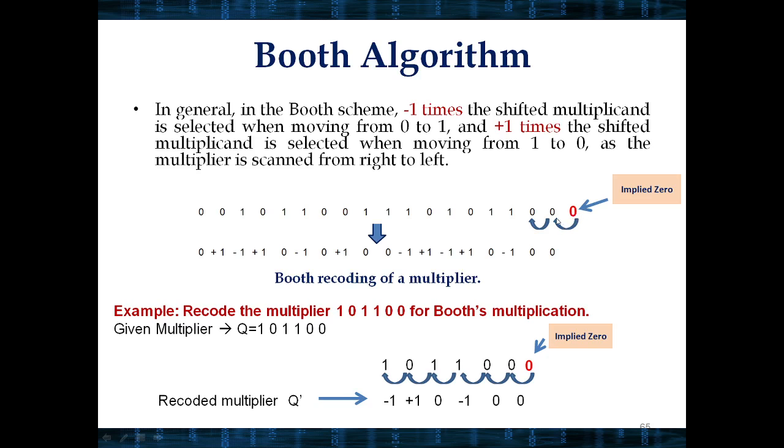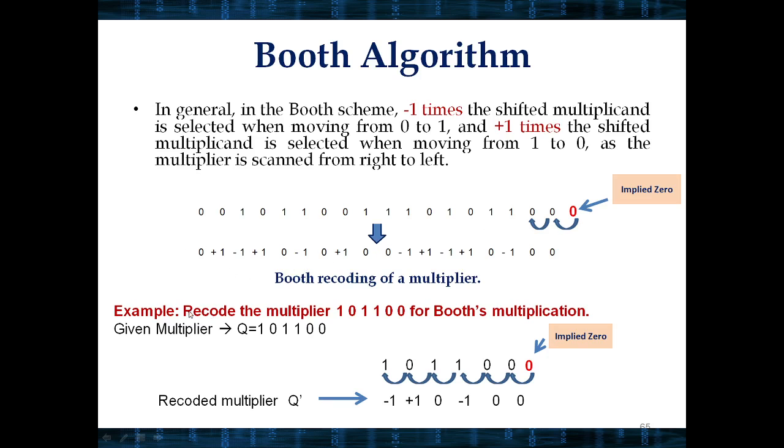So 0 to 0, we need to refer to Booth's recoding table. 0 to 0 means we'll get 0. Then 0 to 0 again 0. Then 0 to 1 means you will get -1. 1 to 1 means 0. Then 1 to 0 plus 1, 0 to 1 minus 1, 1 to 0 plus 1, 0 to 1 minus 1, 1 to 1 0, 1 to 1 0, 1 to 0 plus 1, 0 to 0 0, 0 to 1 minus 1, 1 to 1 again 0, 1 to 0 means plus 1. So like this we need to recode the multiplier. So this is nothing but the recoded multiplier, that is Q dash.